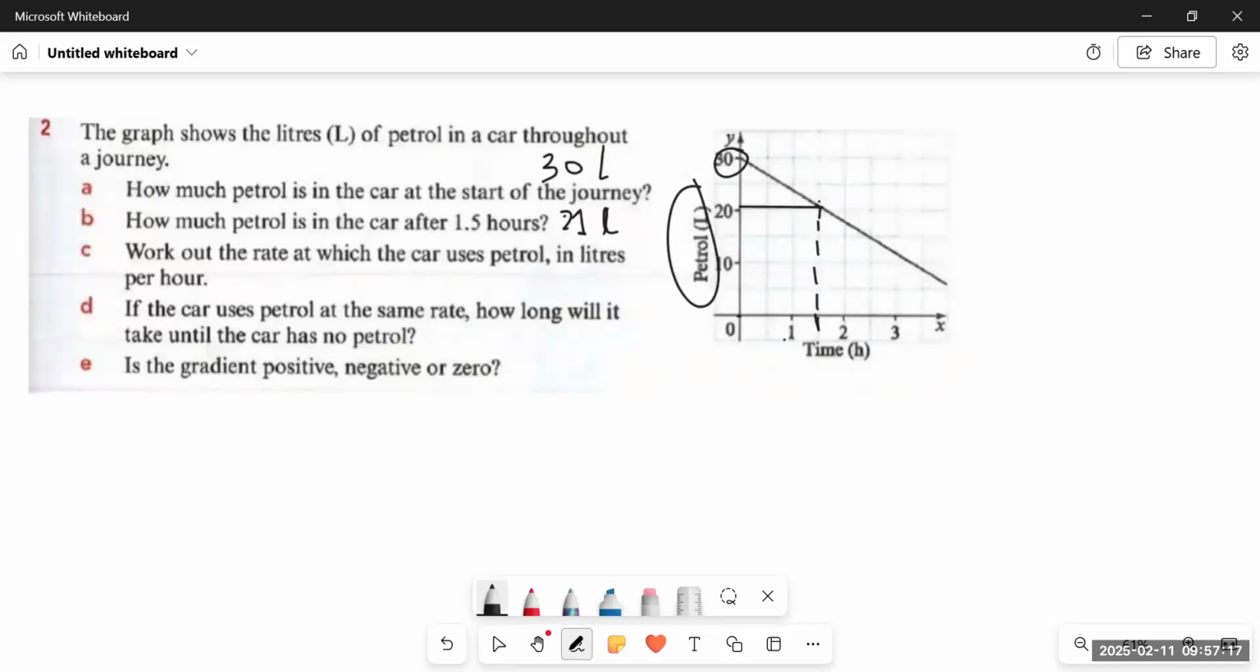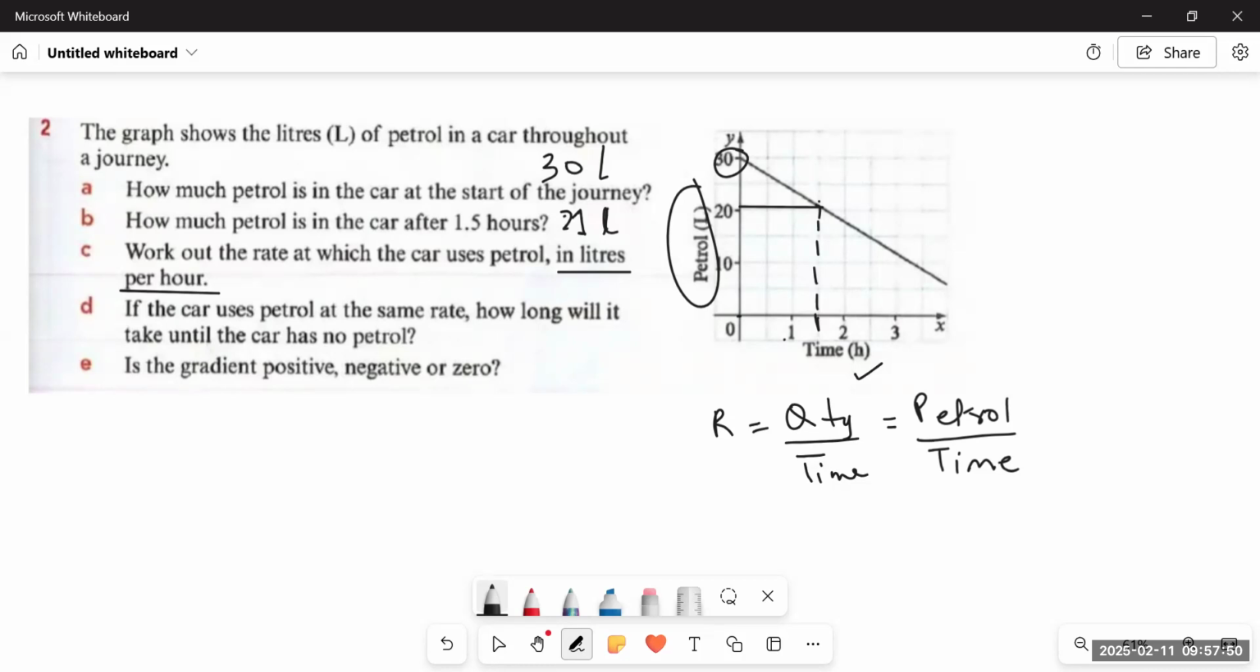Now this time, the time is given in hours, not in minutes. Work out the rate at which the car uses petrol in liters per hour. How are we going to find out the rate? We have to find out the rate using the same formula, that is quantity upon time. In this case, the quantity is petrol in liters. Time is given in hours, right? So you see, we have to find out the rate in liters. Liter will come in the numerator. Per hour means upon hour. Hour will come in the denominator.